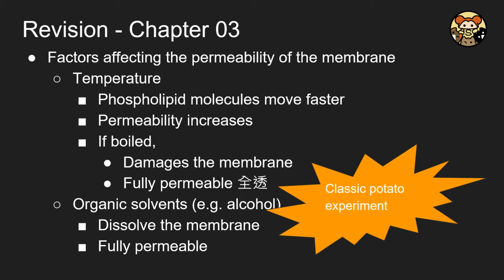There are generally 2 factors affecting the permeability of the cell membrane. One is temperature. As the temperature increases, the molecules move faster, which leads to a higher permeability. However, if it is boiled, it will damage the cell membrane and it will lose its selective permeability. It will become fully permeable, similar to an organic solvent, because it can dissolve the membrane.